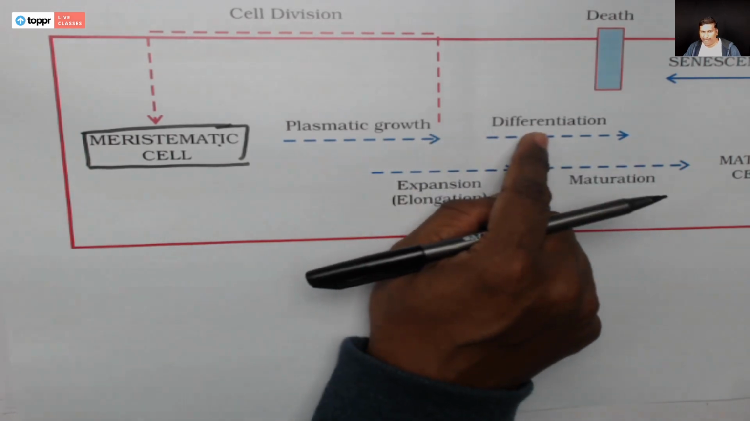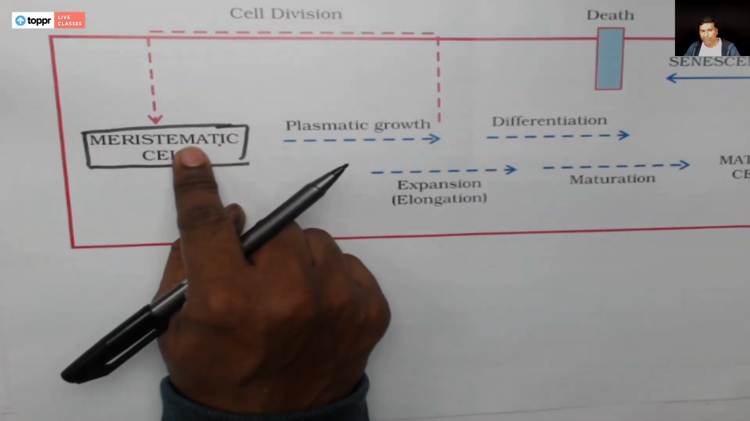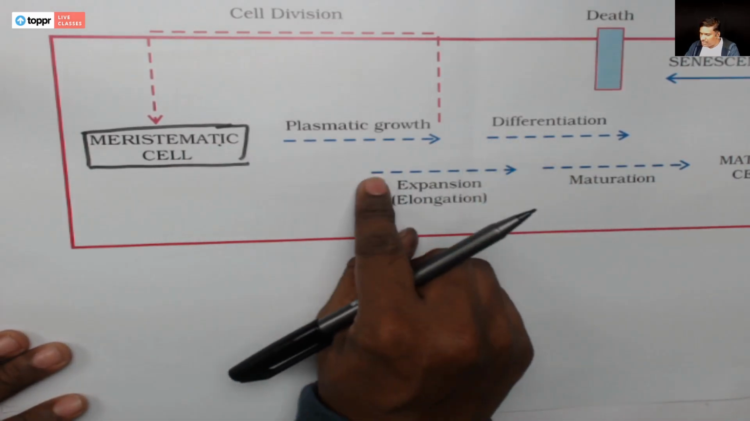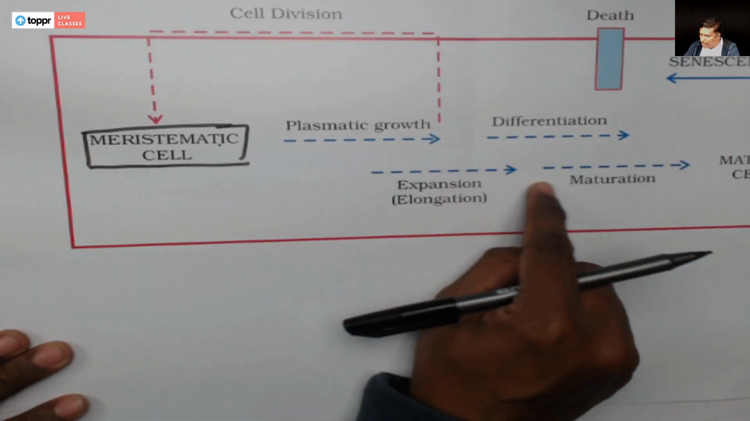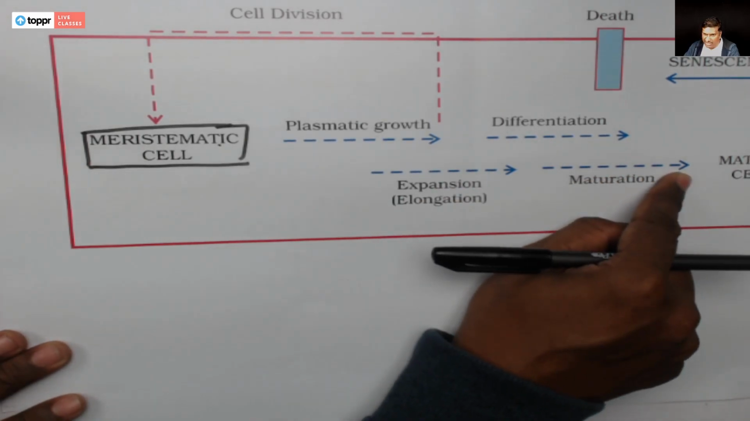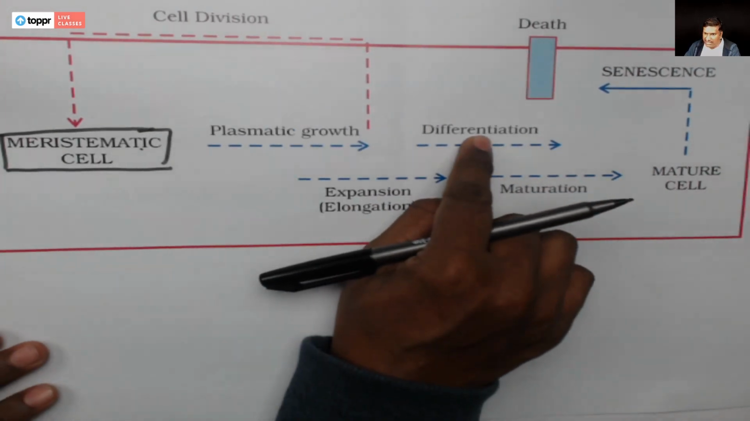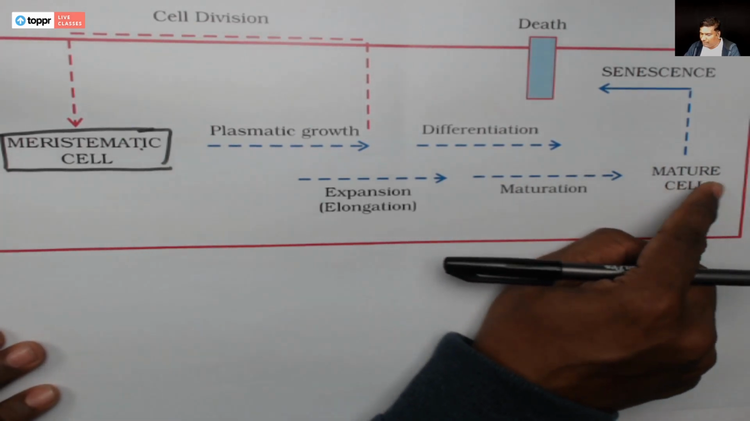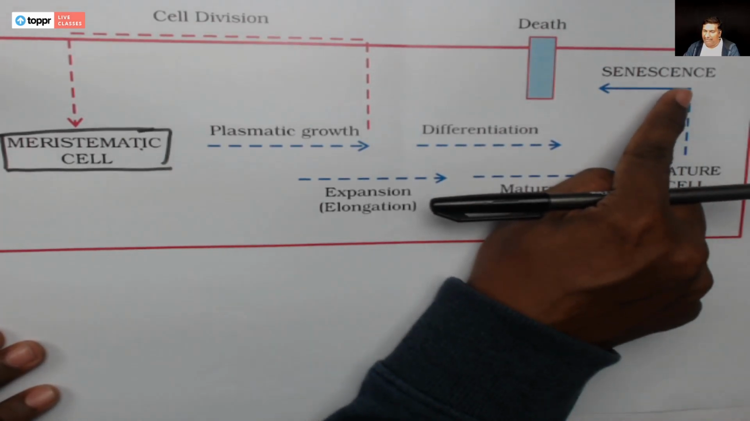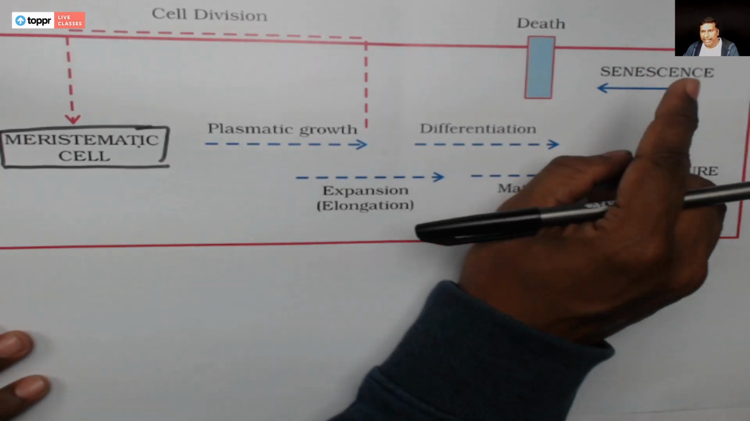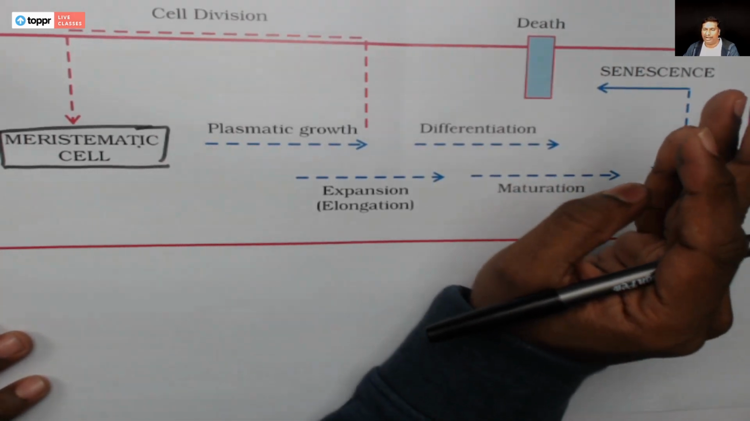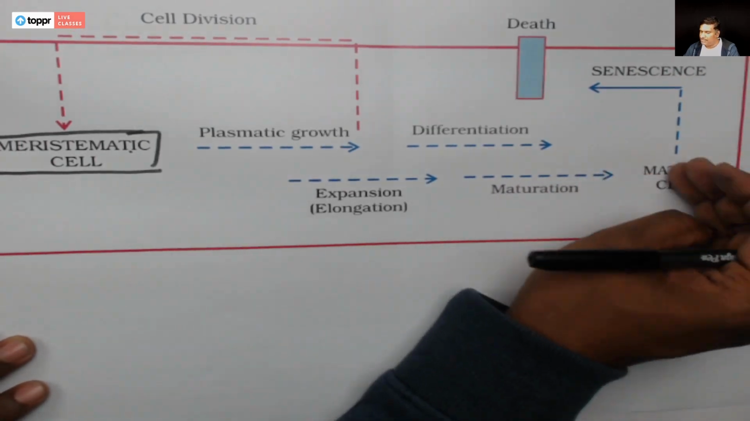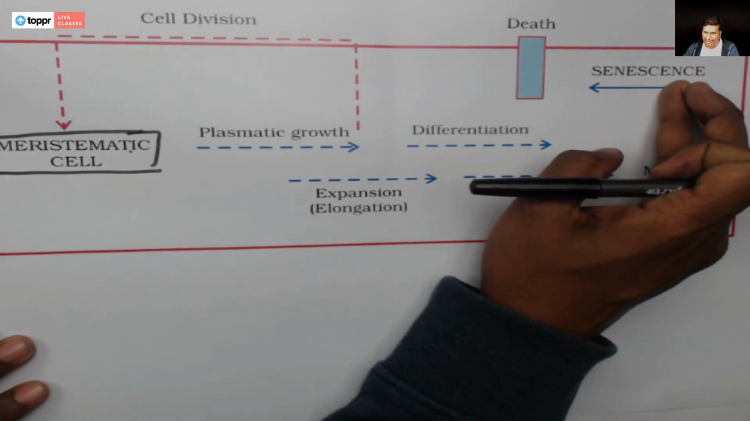One cell is going through the differentiation and one cell is coming back to form the meristematic cells. Now when this is going through the differentiation, you will see the overlapping. So elongation and maturation will overlap with the differentiation process. The differentiated cell will finally mature, and the mature cell, after living for a few days, months or years, depending on what kind of a plant it is, what kind of a cell it is, will finally reach the death.